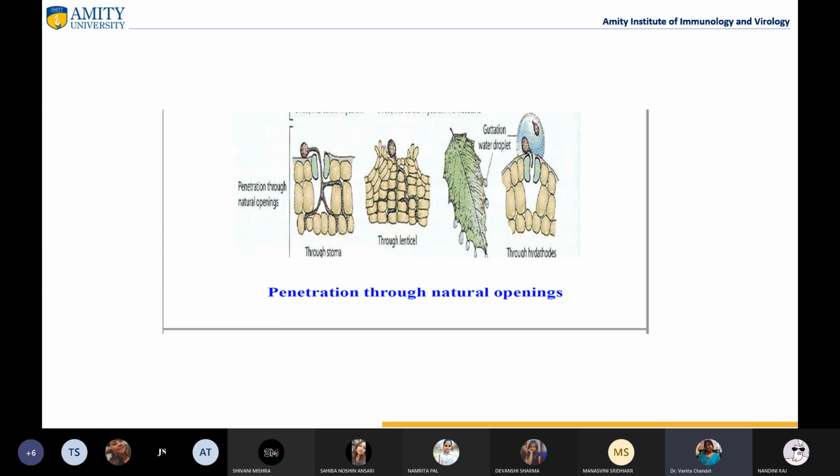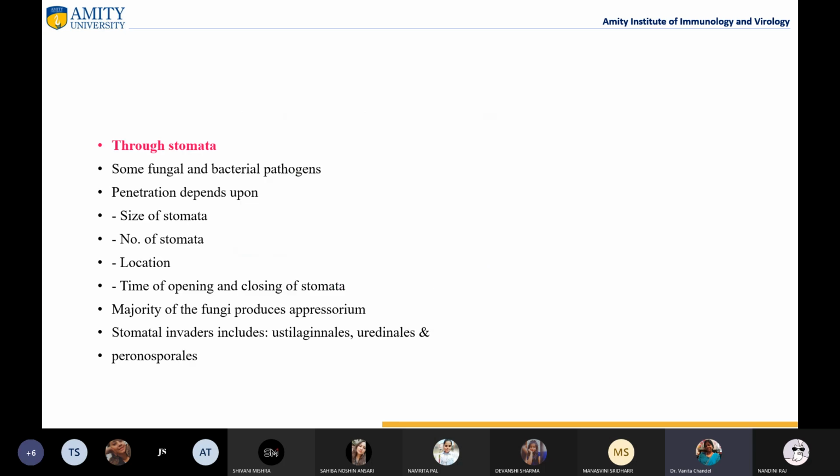It can penetrate through stomata. So some fungal and bacterial pathogens penetrate through stomata, and it again depends upon the size of the stomata, the number of the stomata, where it is located, and the time of opening and closing of the stomata also, right? The majority of the fungi again produce appressorium.